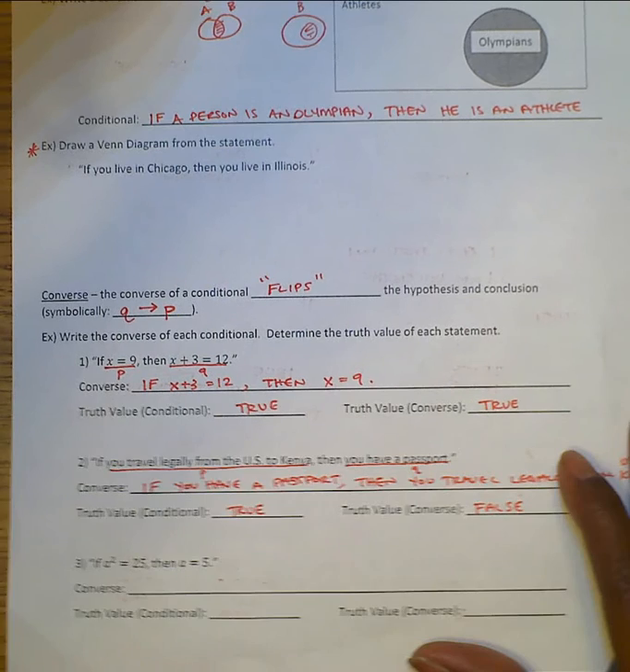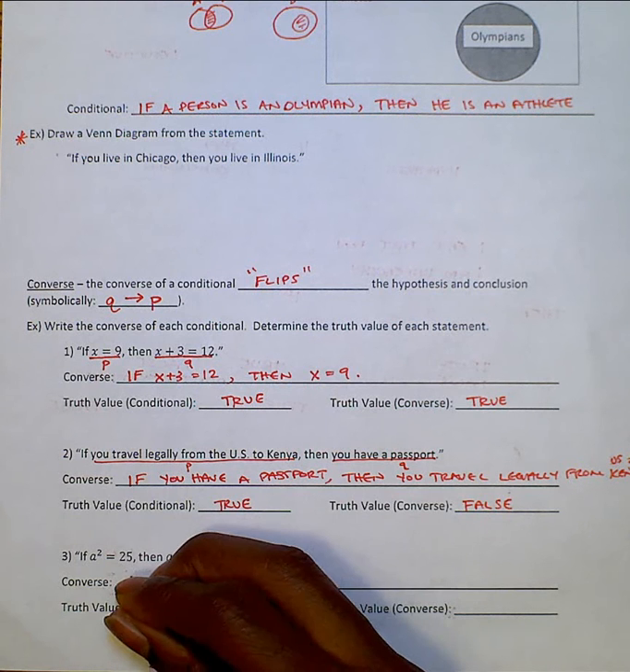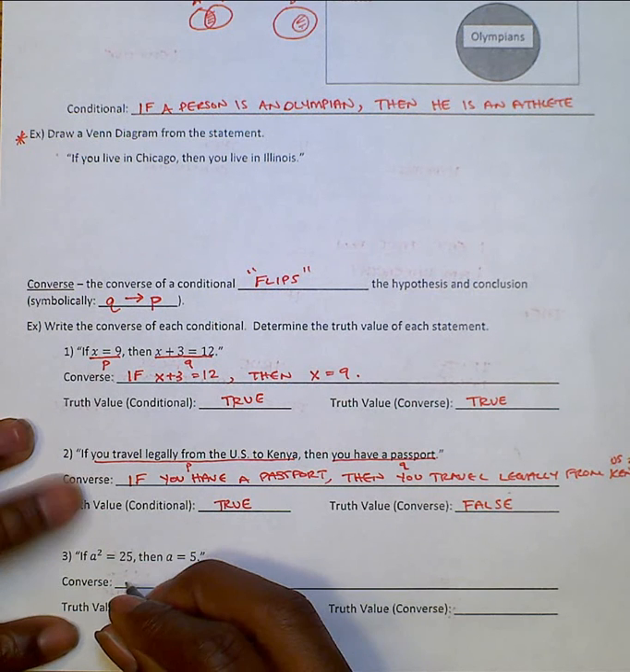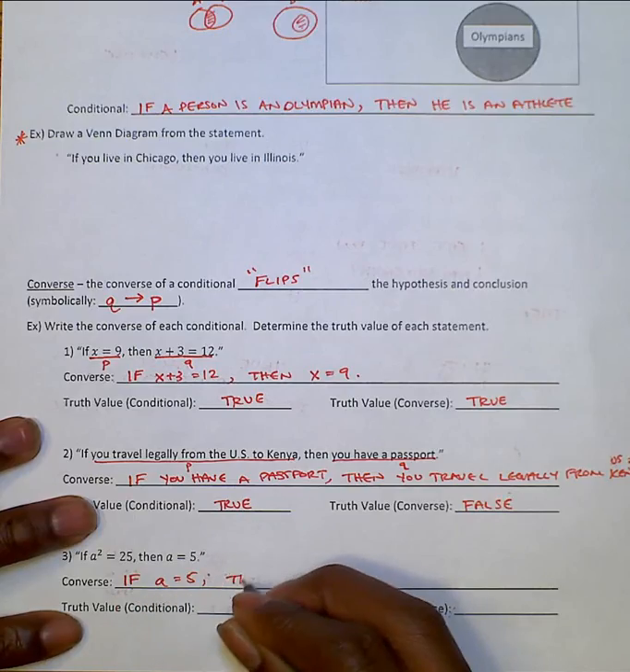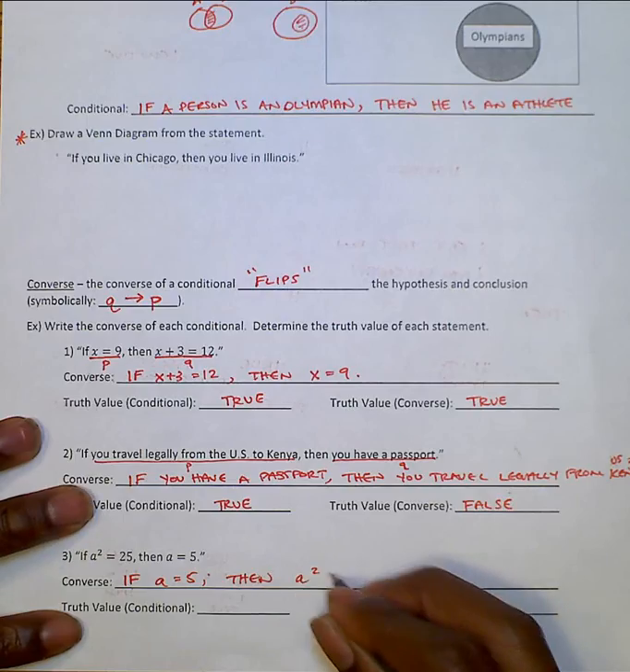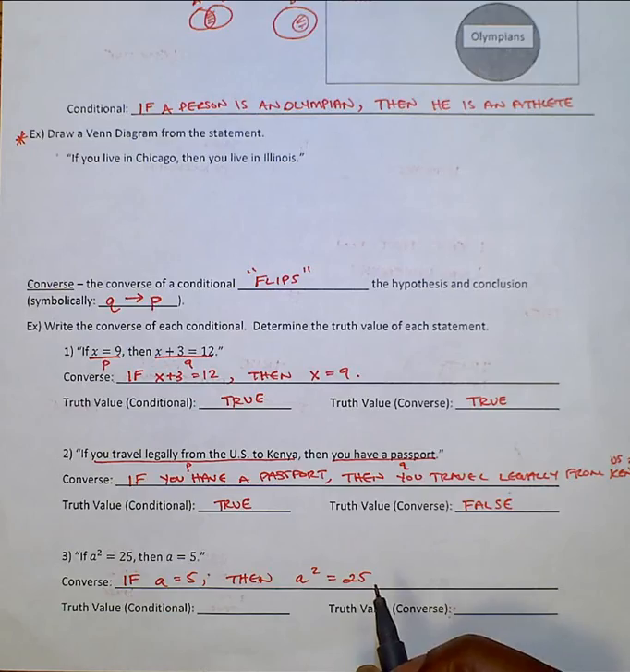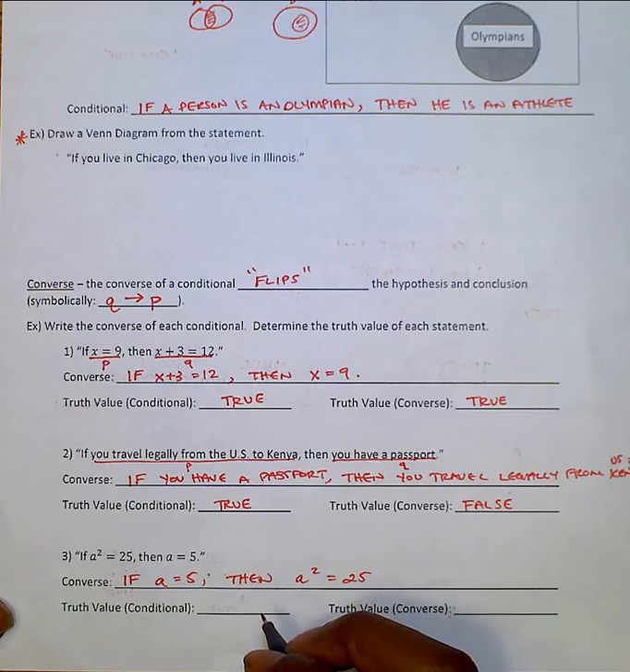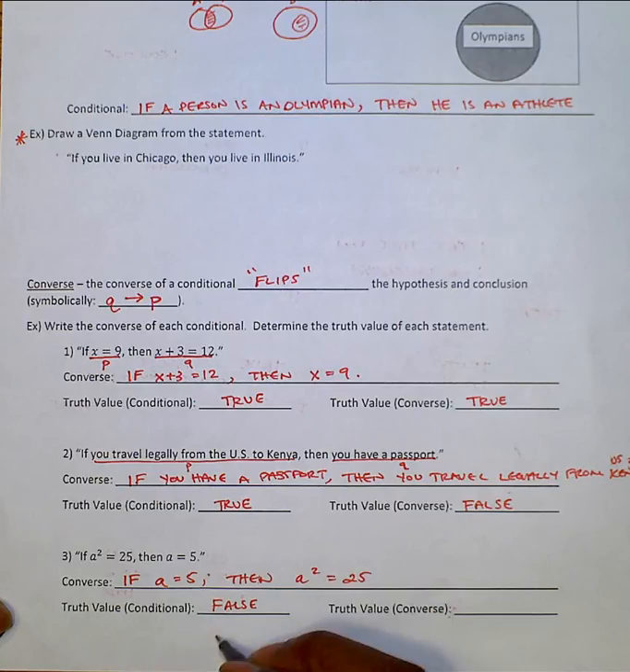Last conditional statement here. It says if a squared equals 25, then a equals 5. Our converse says, again switching the ifs and thens, if a equals 5, then a squared equals 25. The truth value of the conditional statement is actually false, because a could equal negative 5.